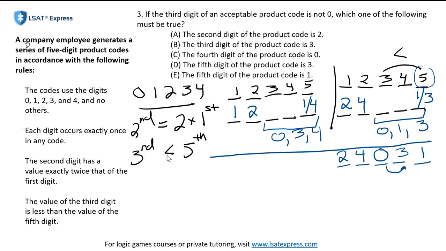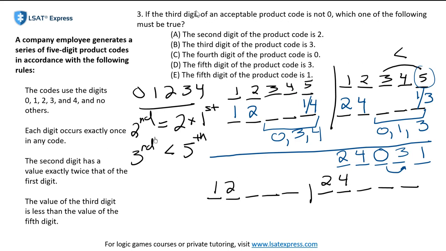The 3rd digit of the code is not 0. Okay, let's write out our 5 slots. And as far as we know so far, we could be in either scenario. So we'll write 1, 2, 3, 4, 5 on the left and on the right. Bring down the 1, 2 from the first diagram. Bring down the 2, 4 from the second diagram.